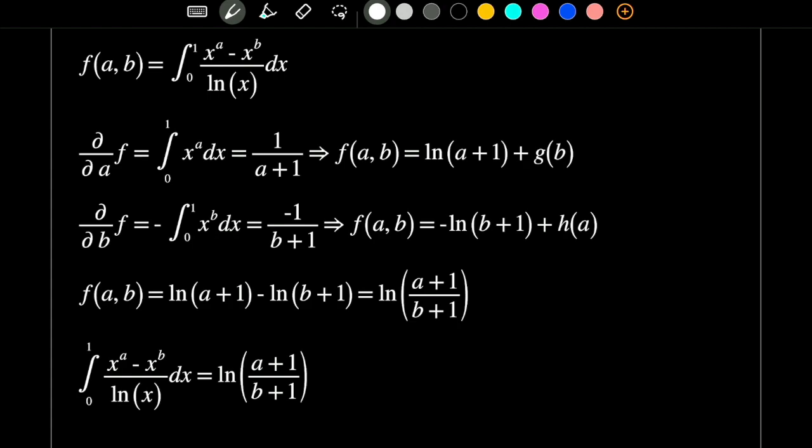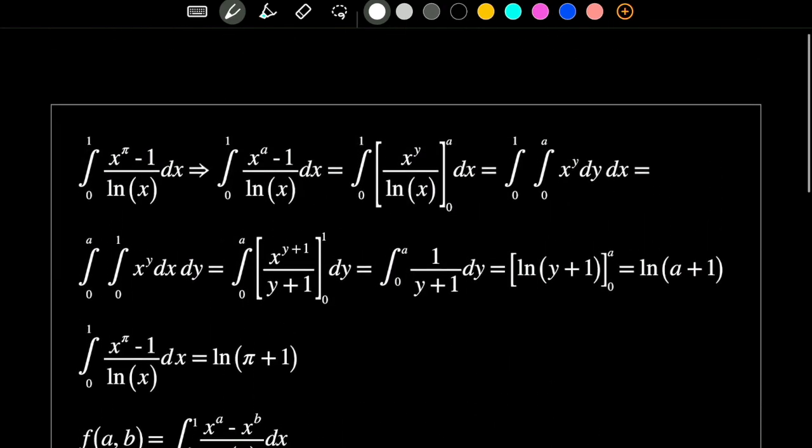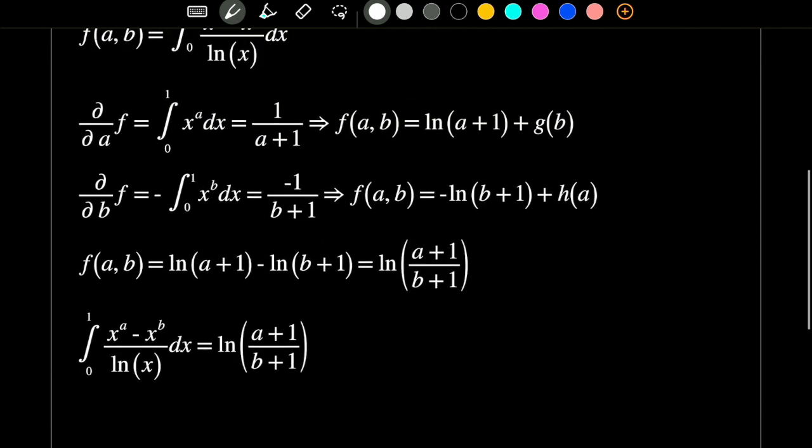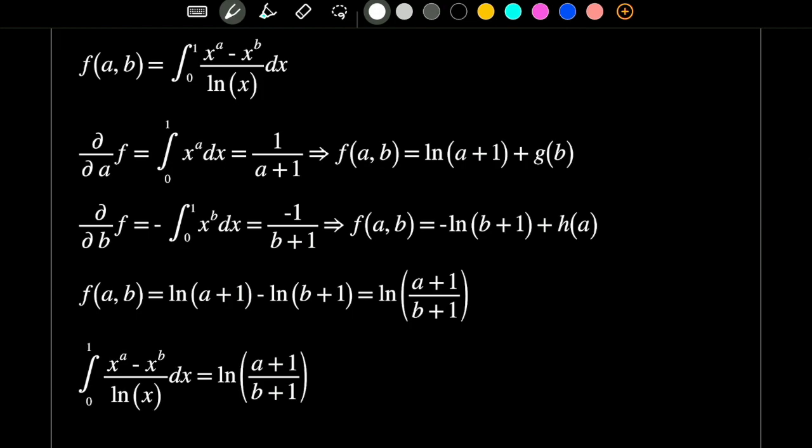And now, of course, the challenge is to do it with the other technique. And also, the second challenge was to do this integral using Feynman's technique. So I hope you enjoyed this video. I think we saw some fairly interesting tricks, both Feynman's trick and a double integral trick.